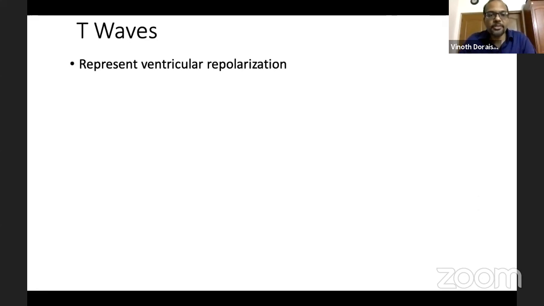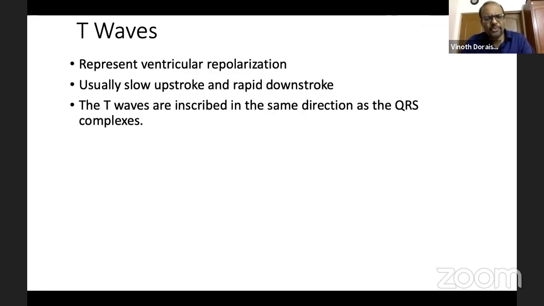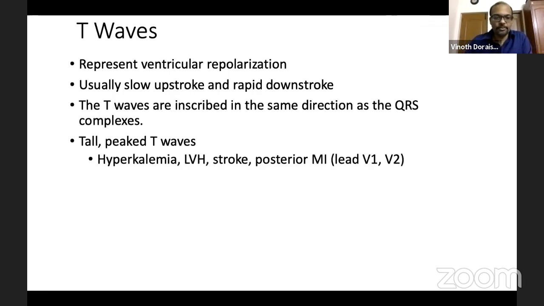So coming to the T waves. The T waves represent the ventricular repolarization phase. Usually it has a slow upstroke and a rapid downstroke. The T waves are usually inscribed in the same direction as the QRS, but in conditions like, for example, a right bundle branch or left bundle branch block or a myocardial injury, the T waves can be inscribed in the opposite way. So, tall peaked T waves. There's no definition actually for tall peaked T waves, but usually if the T wave is more than half of the QRS height, then it is a tall peaked T wave.